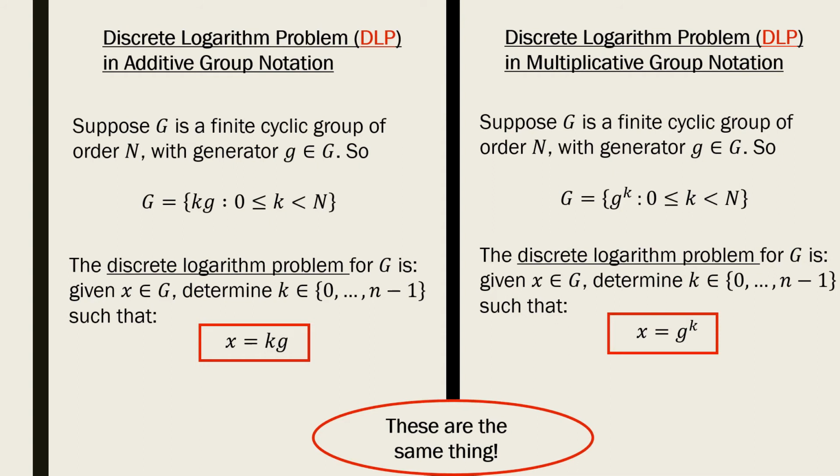And very similarly, for multiplicative notation, we have a generator lowercase g. Every element of capital G is a power of little g. So if I give you some element x in G, how do we find that value of k, which satisfies x is equal to g to the power of k? And these are the same problems. There's no difference here. It's just a notational difference. But other than that, there's no real difference.